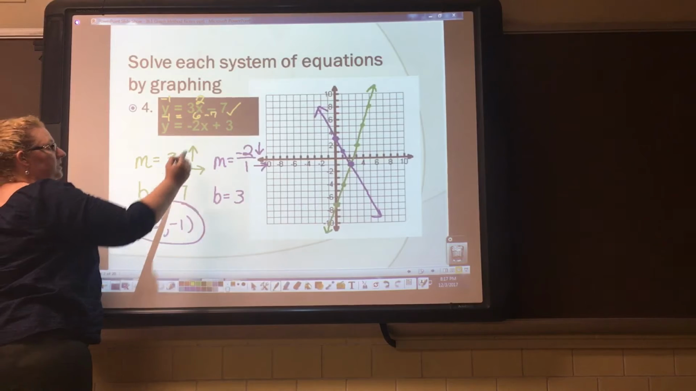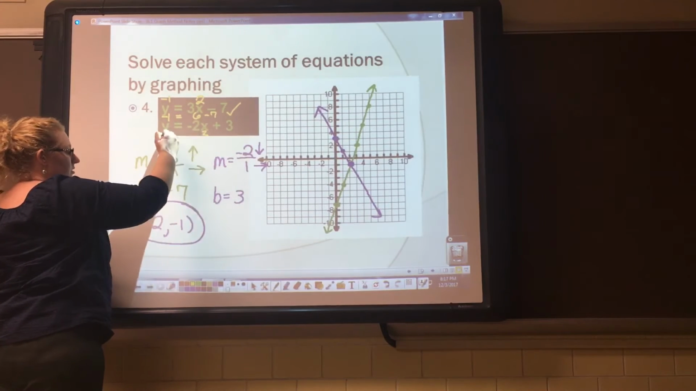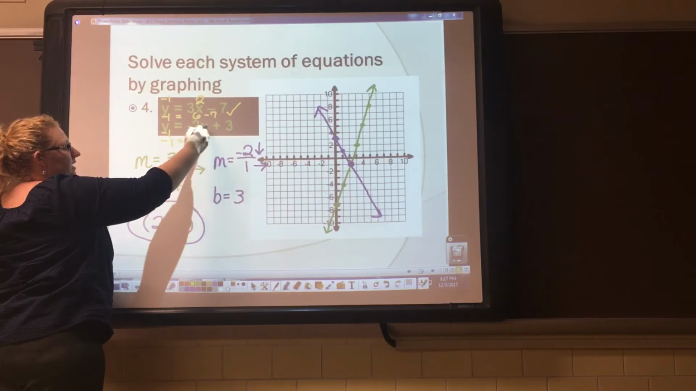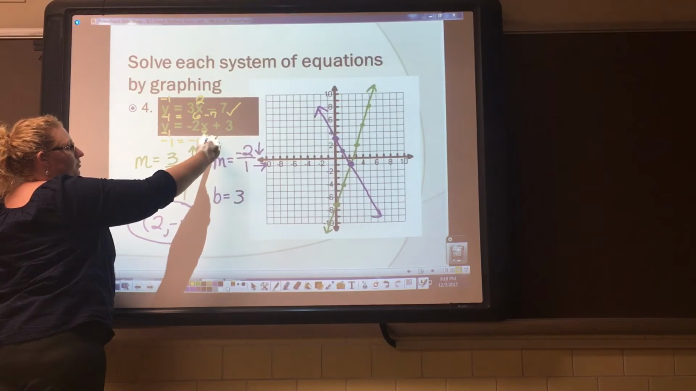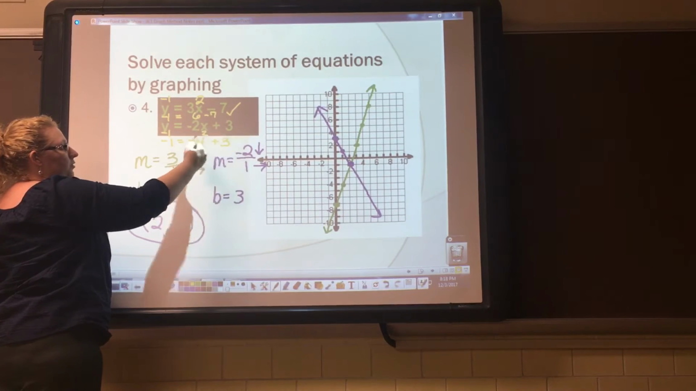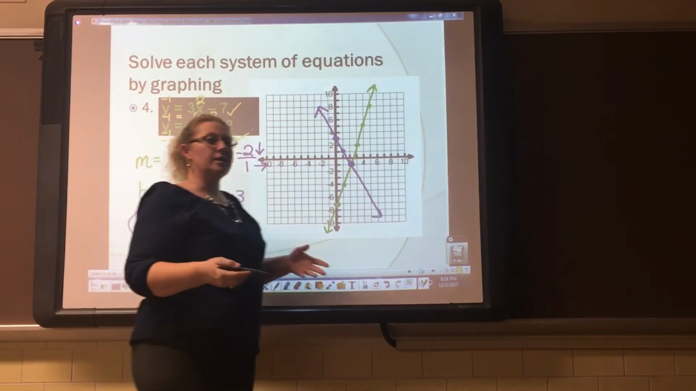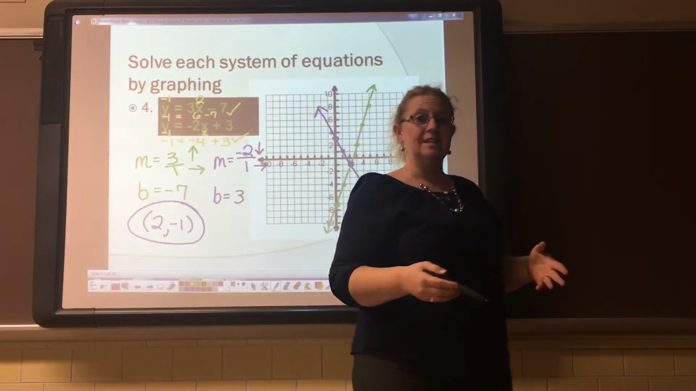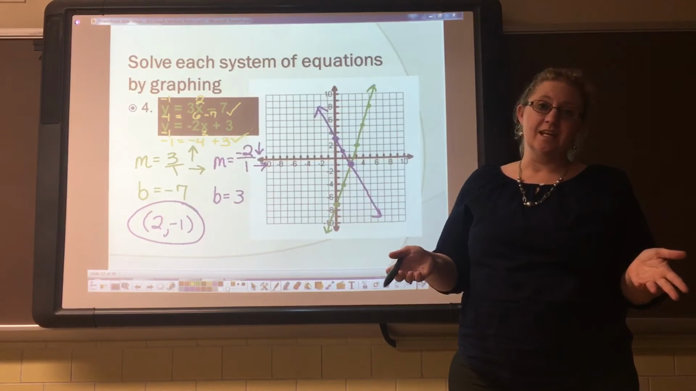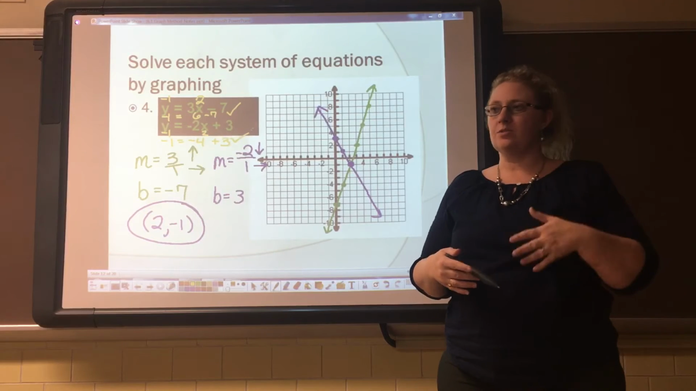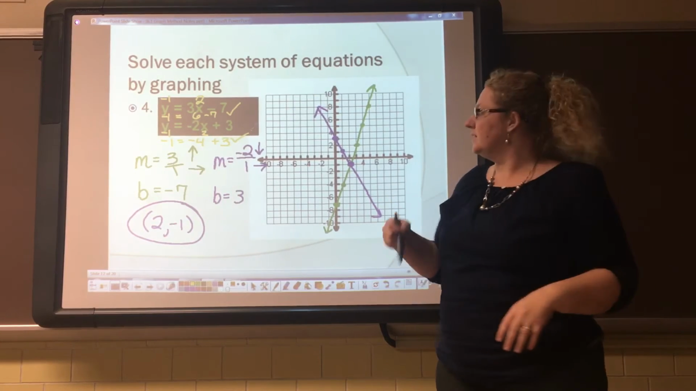Same thing's going to happen again. Plug 2 in for x, plug -1 in for y. We have negative 1 equals negative 2 times 2, which is negative 4, plus 3. Negative 4 plus 3 equals negative 1, so it works. So the cool thing about this section is you should never get a wrong answer. And the reason is you can always plug your solution back in. If it's wrong, then you need to go back and regraph it again.